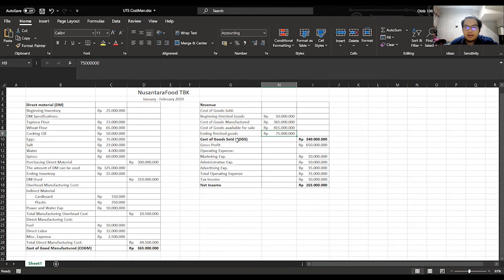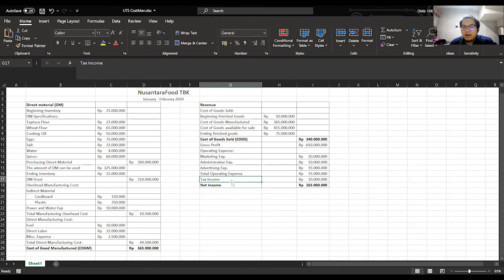So that makes our cost of goods sold only 340 million, and we know from the journal also that we make 650 million in sales. But this is not the profit. This is not the money that we take. This is just before the other expense, which is operating expense. Firstly, we have marketing expense 10 million, administrative expense 10 million, also advertising expense 15. So total operating expense we get 35.